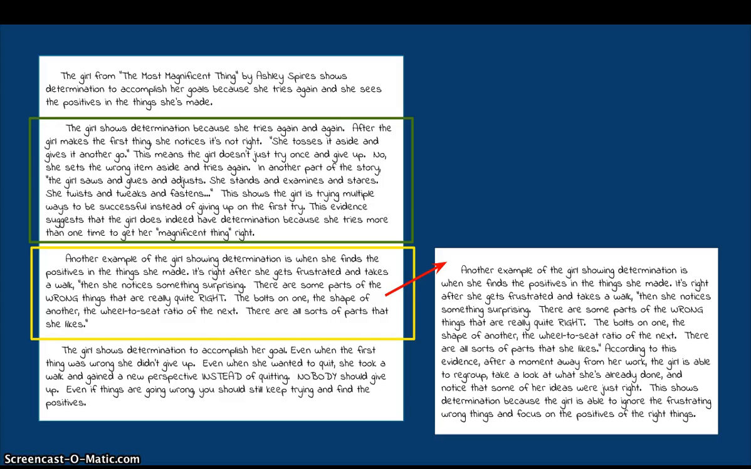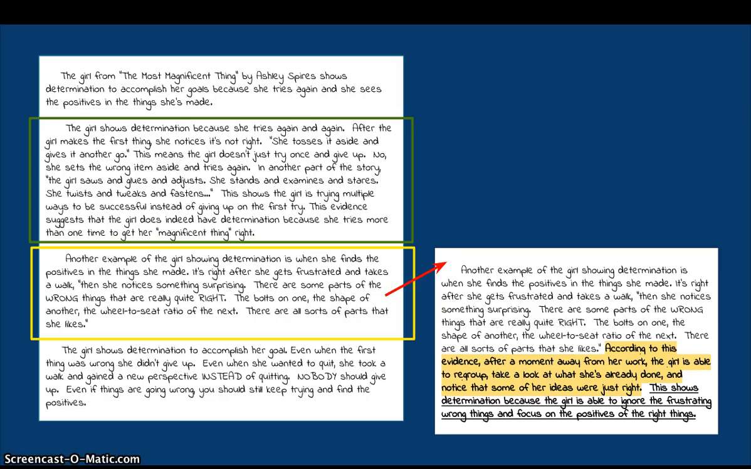According to this evidence, after a moment away from her work, the girl is able to regroup, take a look at what she's already done, and notice that some of her ideas were just right. This shows determination because the girl is able to ignore the frustrating wrong things and focus on the positives of the right things. Notice I put my elaboration or explaining sentence right after my textual evidence to show the connection.